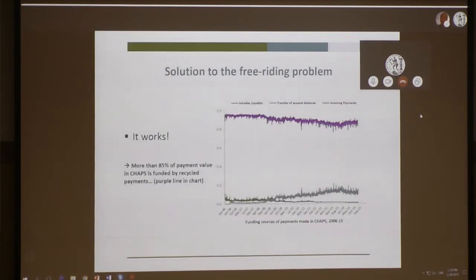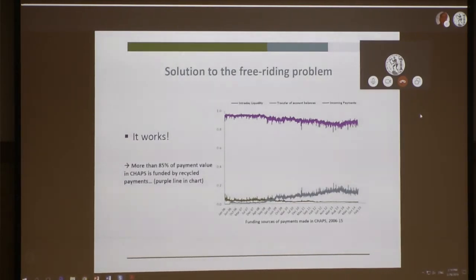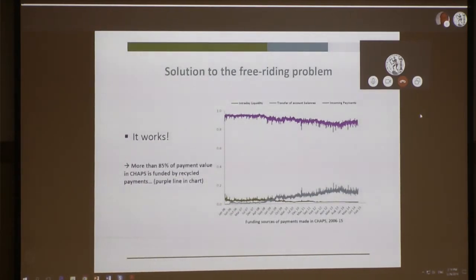And the interesting thing is that this actually has pretty remarkable results. This chart shows you the percentage of payments that are being funded either by recycled payments, intraday repos from the Bank of England, or own liquidity or own central bank reserves. And what you see is this purple line at the top, which shows you that more than 85% of the value of payments that go through this very large value payment system are actually being recycled, precisely because you have this regulator who comes in and mandates and tells people to coordinate so as to resolve the failure that would result otherwise.